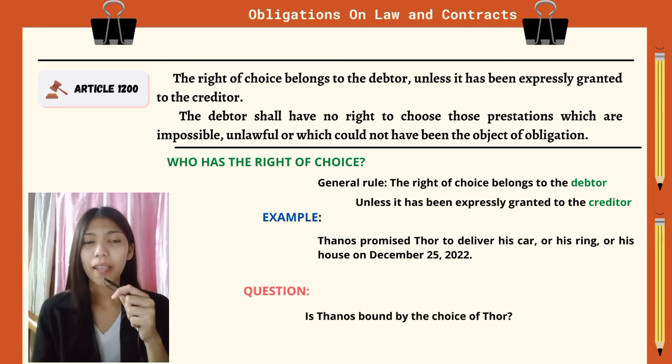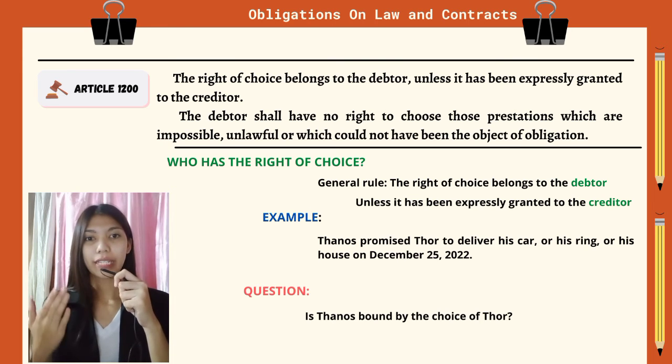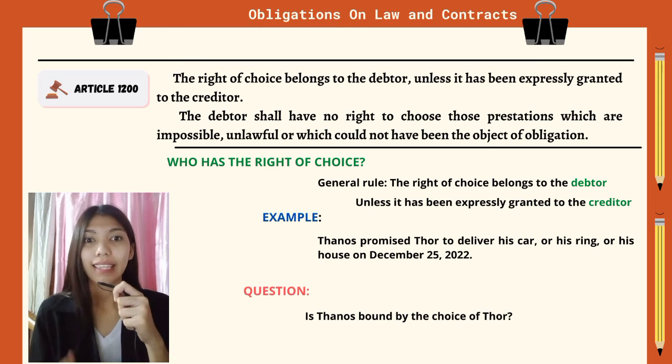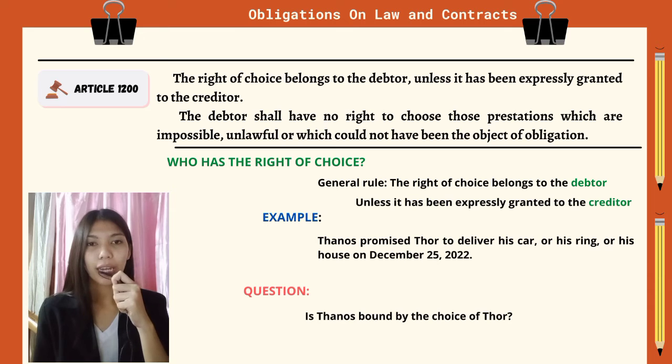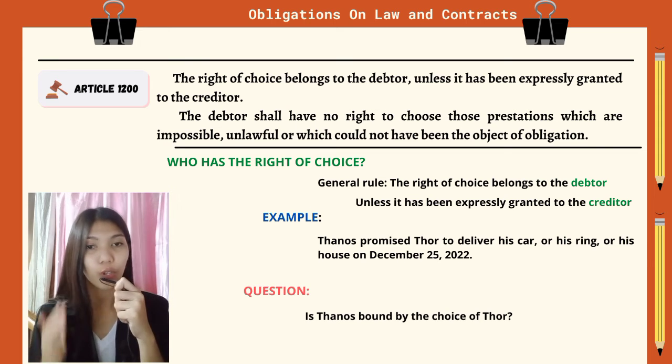Of course not, because Thor, as a creditor, is not the one who is given the right of choice. That is absent in the stipulation. Isn't it the general rule that if the contract does not state who has the right of choice, automatically the debtor is the one who can choose which prestation to give? So, in this case, by the application of Article 1200, Thanos has the right of choice.